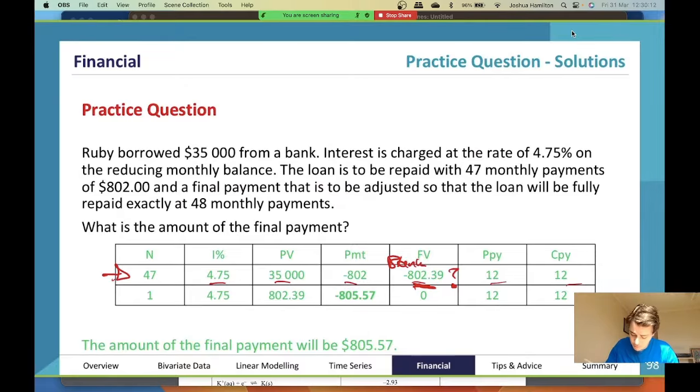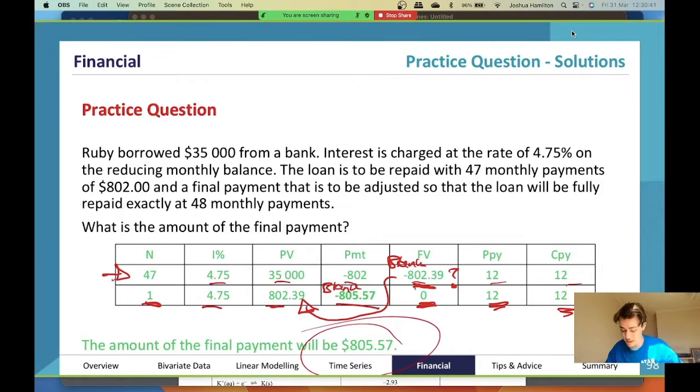So then on the final month, you say, all right, I've got 1 month left. I want to pay it off after this 1 period. So 1, I serve 4.75. I put in this value as my present value, and I say it's positive now because it's still a loan, like I still have that money. Then I say 0 is my future value, PY, CY, and I go, all right, what is my payment? This is the thing that is blank. As you can see, this payment's actually higher. I actually need to pay a little bit more in the last month to get it done. So the final payment here is $805.57. And that's how you go about that question.